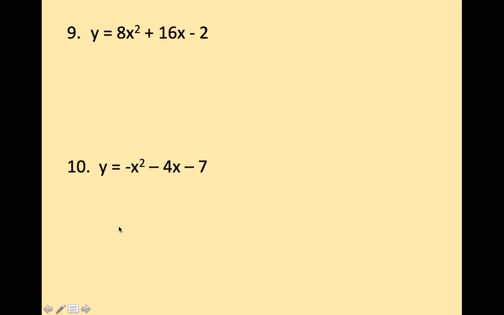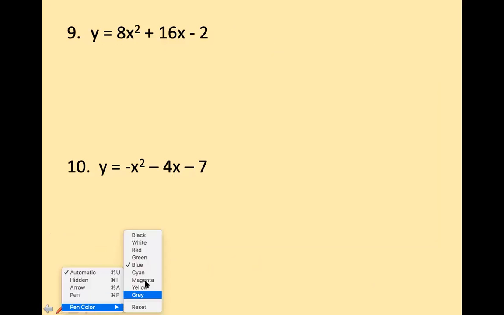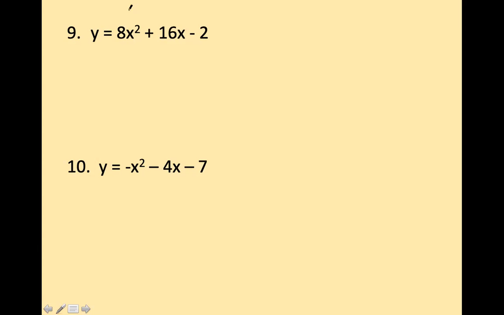All right, number 9 says, tell whether the function has a minimum value or maximum value, then find that value. In order to know whether it has a minimum or a maximum, you need to know if it opens up or down. So we look at this coefficient. This is positive, right? So this graph opens up, which means it has a minimum. It has a lowest value.